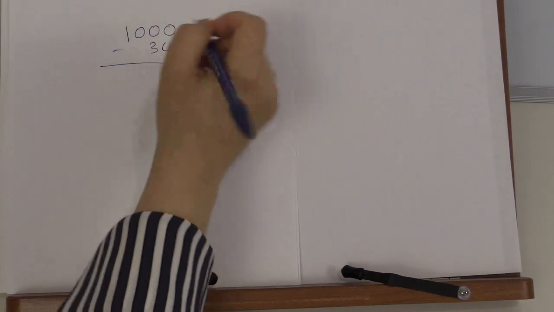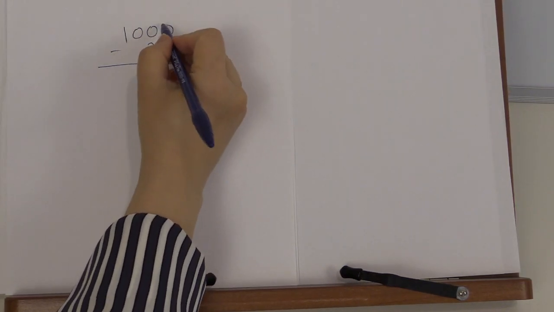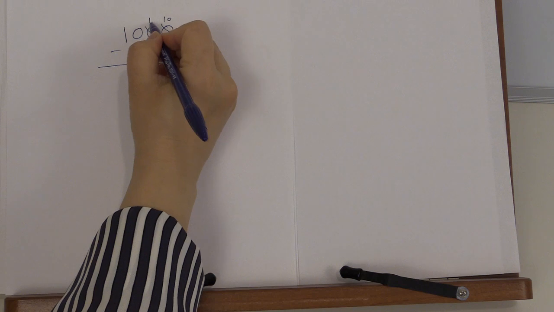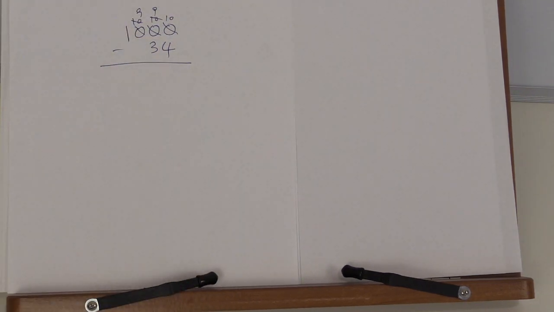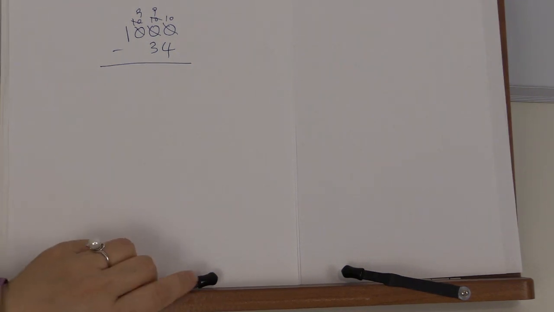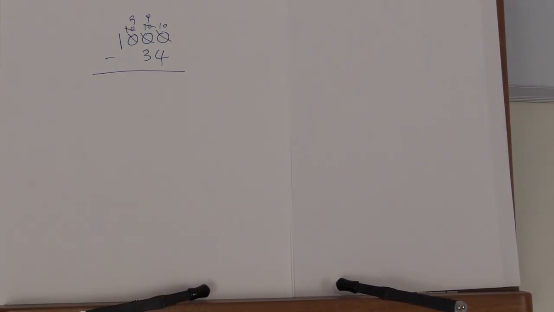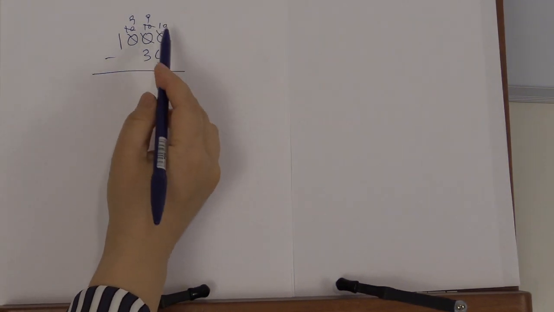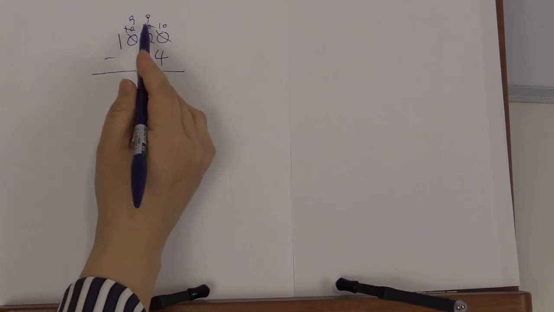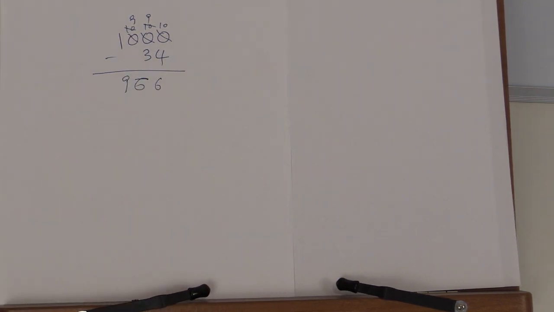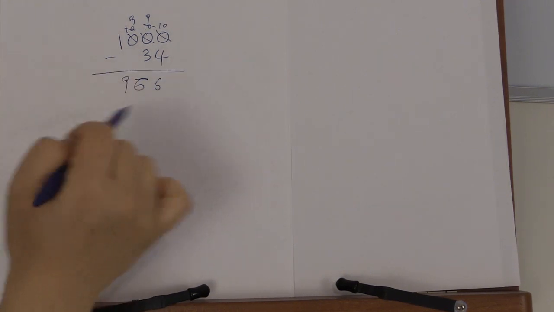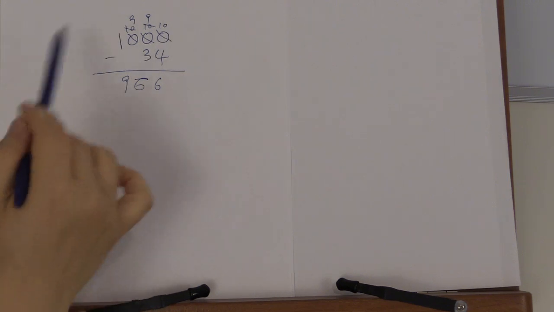Whenever you do this, to save time, a lot of you say, teach me how to do this, but they're going to do it like this: this is 10, and this is 9, this is 10, and this is 9, because of all the borrowing process. So 10 minus 4 is 6, 9 minus 3 is 6, and 9, so my answer is 966.